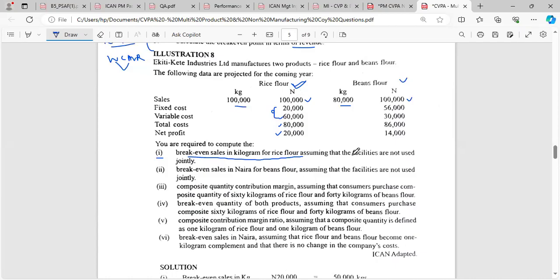So just for rice only, what is the break-even point in units? It is simply fixed cost divided by what? Contribution per unit. So what is fixed cost in this question? It is 20,000. What is contribution per unit? Our sales is 100, our variable cost is 60, which gives us 40. Then 40,000 divided by 100,000 will not give us contribution per unit. Let me come back. Our fixed cost is already 20,000. It's in the question. Then our contribution per unit, contribution is simply sales minus variable costs.